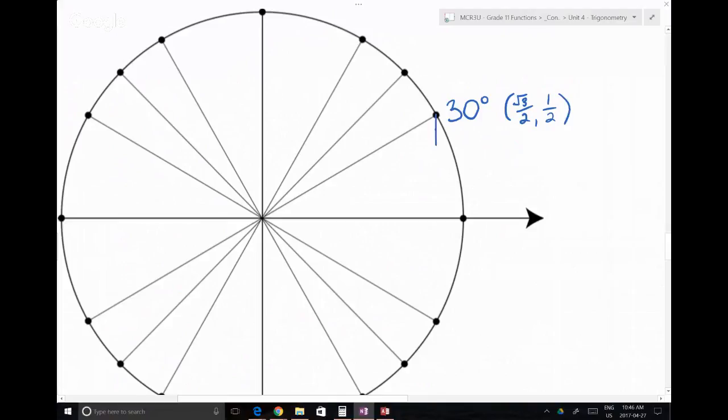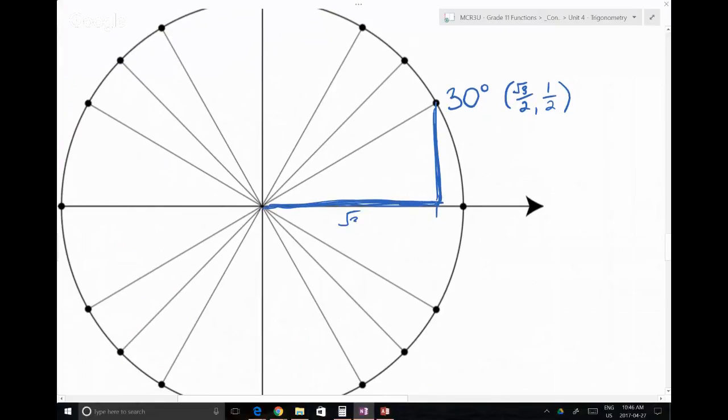All right, so don't draw this, but if you were to draw this across and draw this over here, it ends up being that this x value down here is root 3 over 2, and this y value is exactly 1/2. Again, you don't need to draw that, but that's how that works.